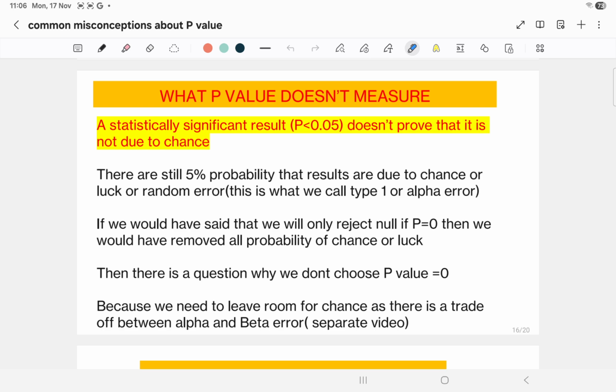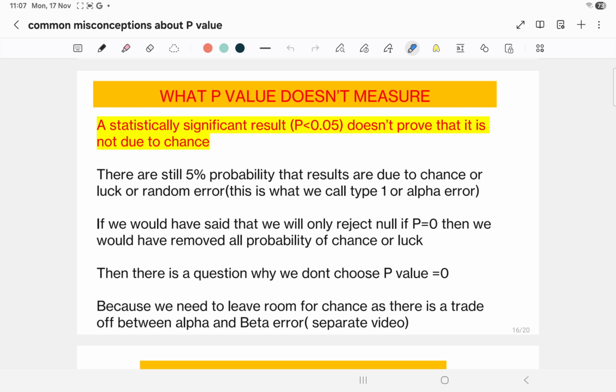This comes as a question: can you totally remove the chance factor from your studies? No, we cannot, because we need to leave room for chance, as there is a trade-off between alpha and beta error. Alpha error and beta error. So what is an alpha error? If there is no actual effect of your drug, and the data is showing it as statistically significant, that is alpha error.